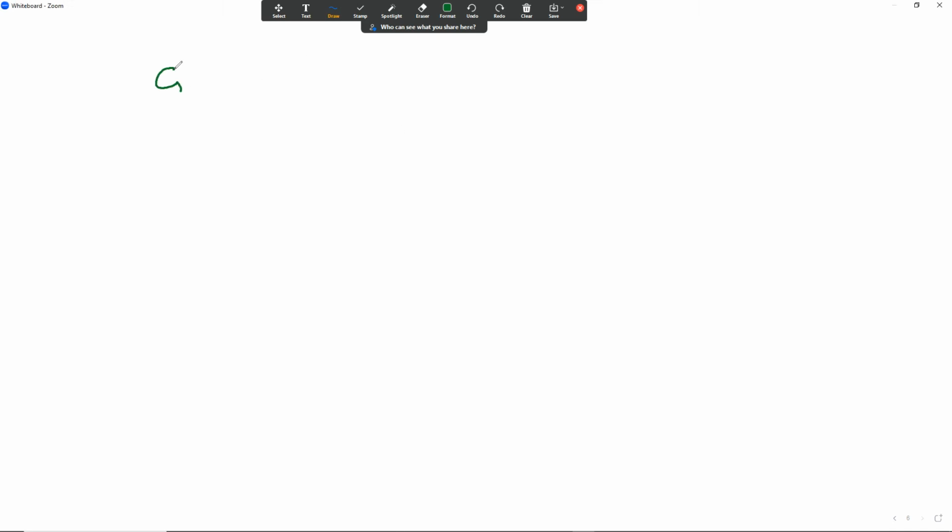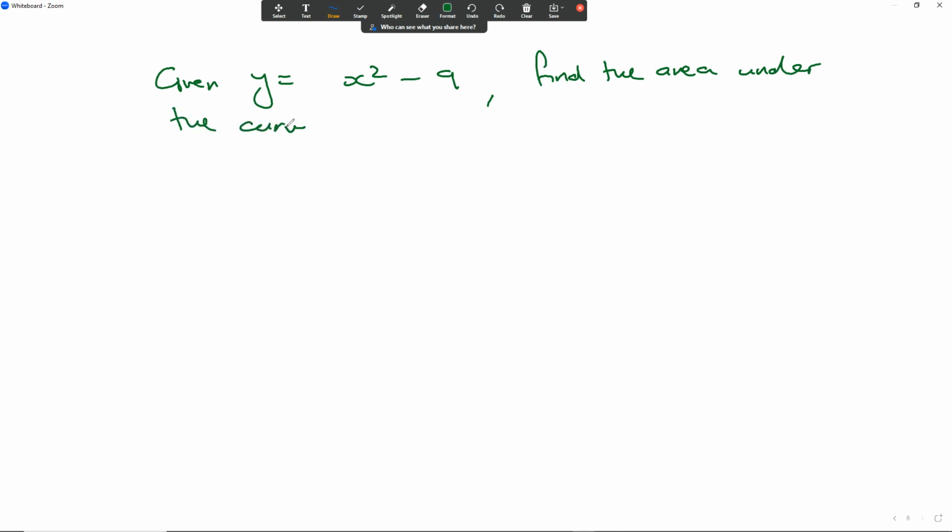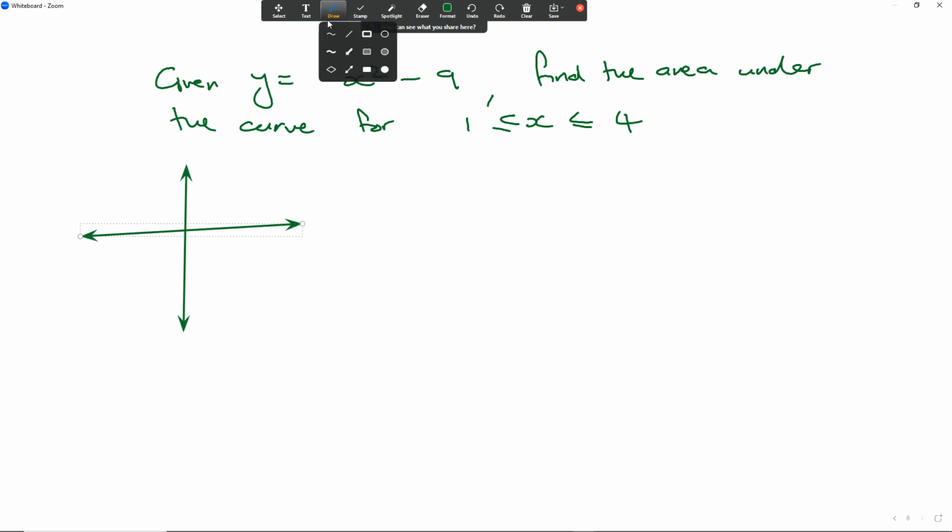All right, so given y is equal to, let's say, x squared minus 9, we want to find the area under the curve for x greater than or equal to 1, less than or equal to 4. This looks like a hyperbola, and when x is equal to 0, y is equal to negative 9, and this is going to be a smiley face.